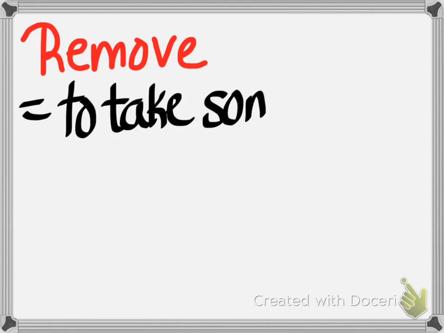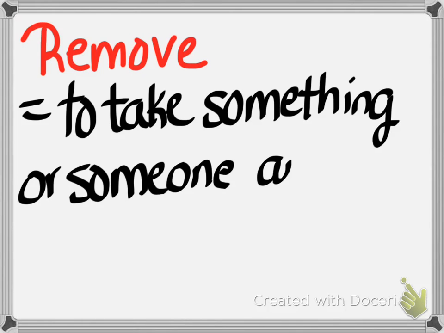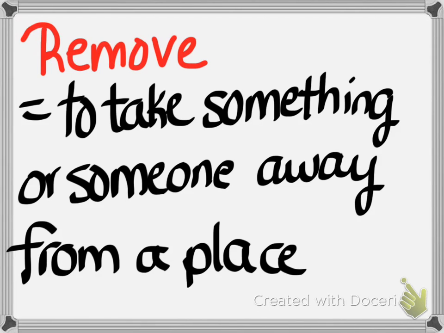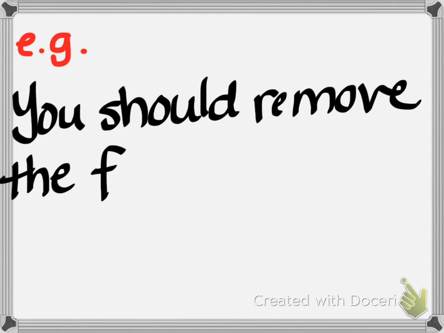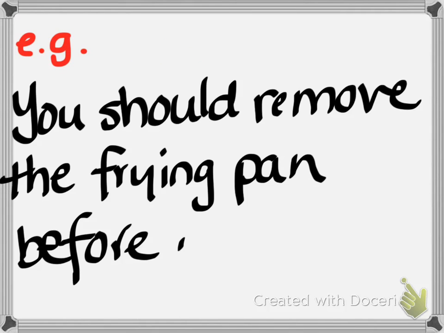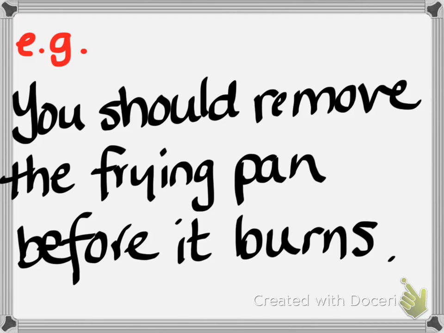And that's because remove has the idea of to take something or someone away from a specific place. So there are three elements that we need for remove. You, the person doing the action, the thing that's being removed, or the person, and usually the place as well. For example, imagine you're in the kitchen. You should remove the frying pan from the heat before it burns. So we have all three elements.